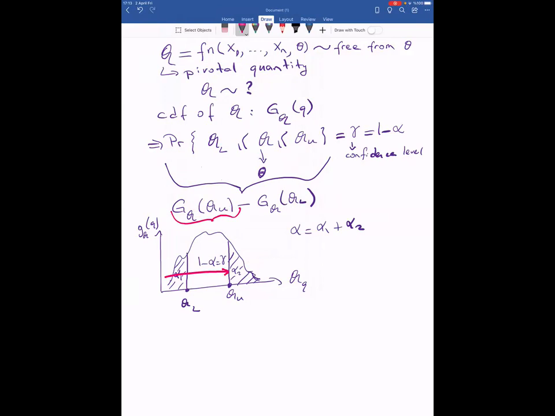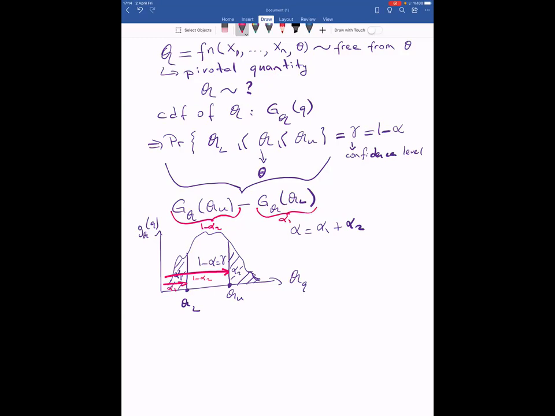Then it will be 1 minus alpha 2, right? So this probability will be 1 minus alpha 2. Okay, so using this information, we can find QU. Similarly, up till this lower bound, we know that the probability is alpha 1. So the probability of this part will be alpha 1. So using this, we can define the value of QL.